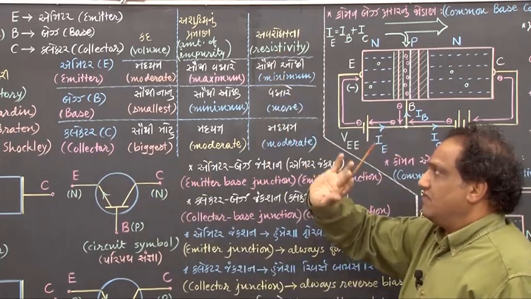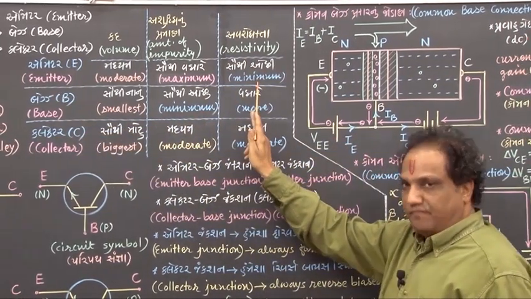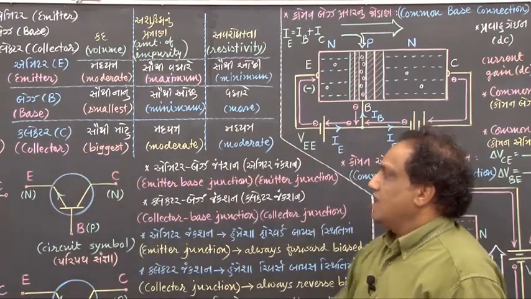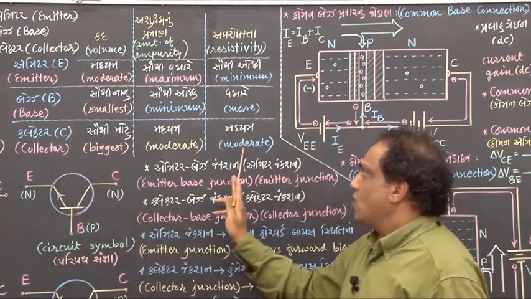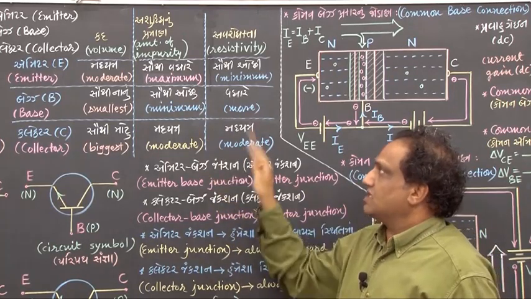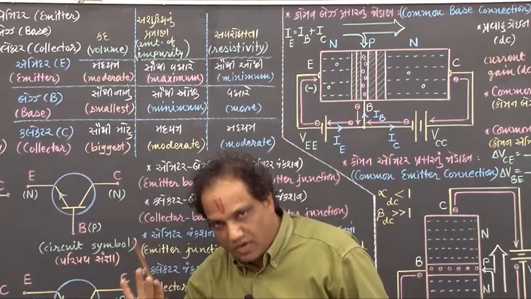What about resistivity? Resistivity of emitter is minimum. Resistivity of base is more, and resistivity of collector is moderate, medium. So just remember this comparison table for these three parts of a transistor.